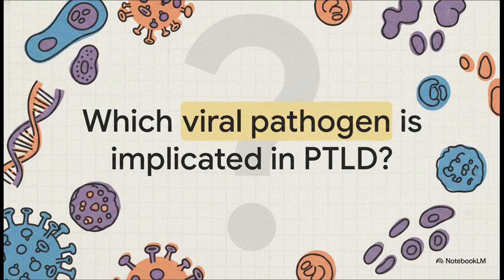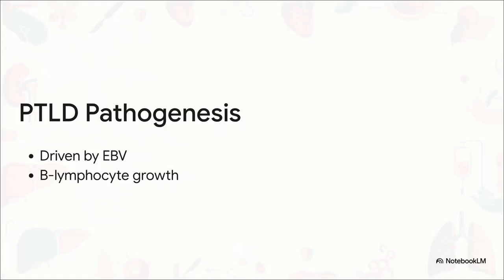Post-transplant lymphoproliferative disorder, or PTLD, is a serious neoplastic complication seen in heavily immunosuppressed patients. Which viral pathogen is strongly implicated in the pathogenesis of PTLD? A. Cytomegalovirus CMV. B. Epstein-Barr virus EBV. C. BK polyomavirus. Or D. Hepatitis C virus HCV. Correct answer is B, Epstein-Barr virus.